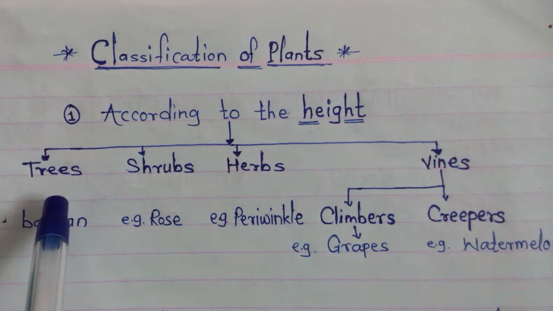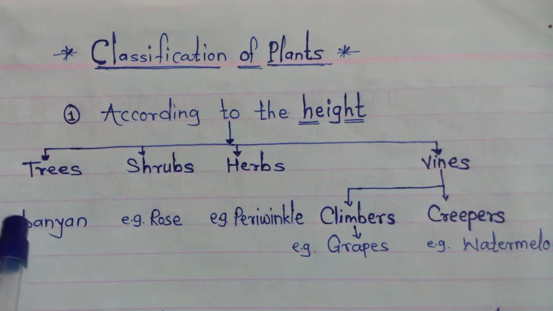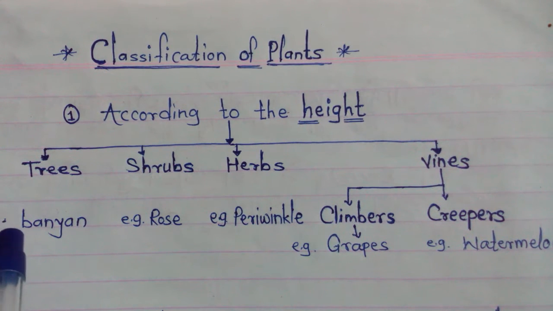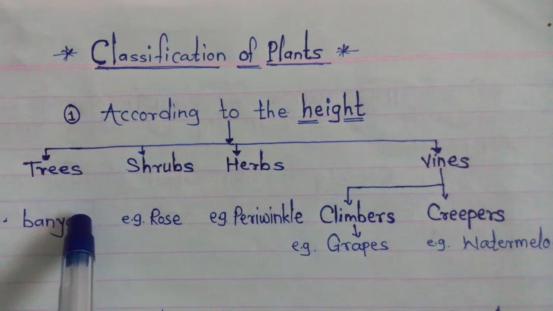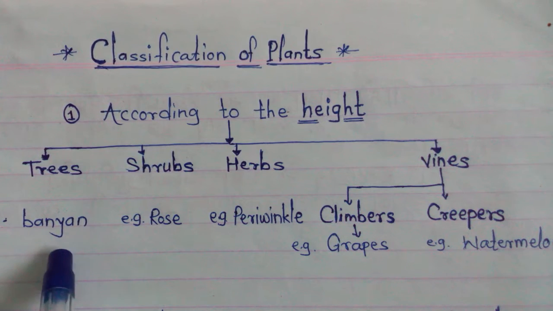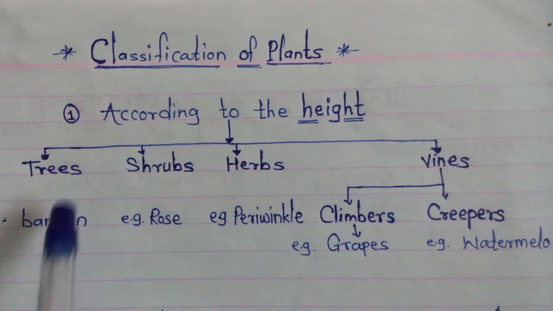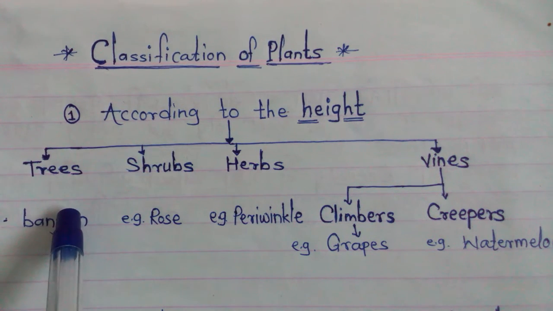This one is the big one, and their stem is strong and hard. The stem of trees is strong and hard. The examples are the banyan tree and mango tree. These are examples of trees.